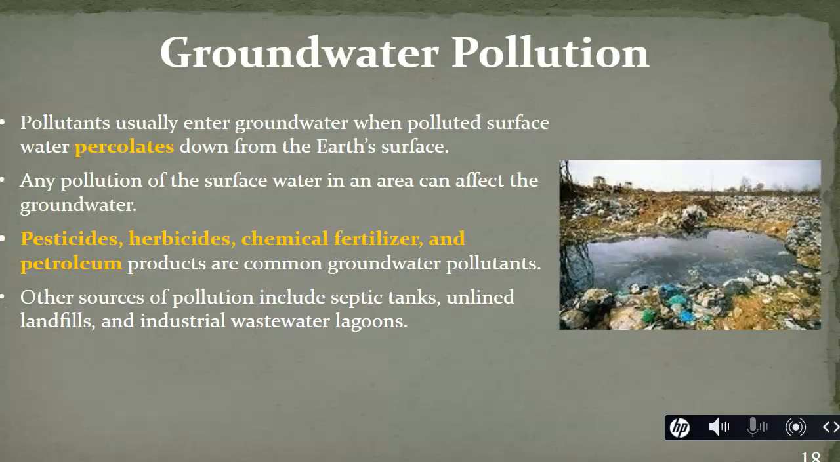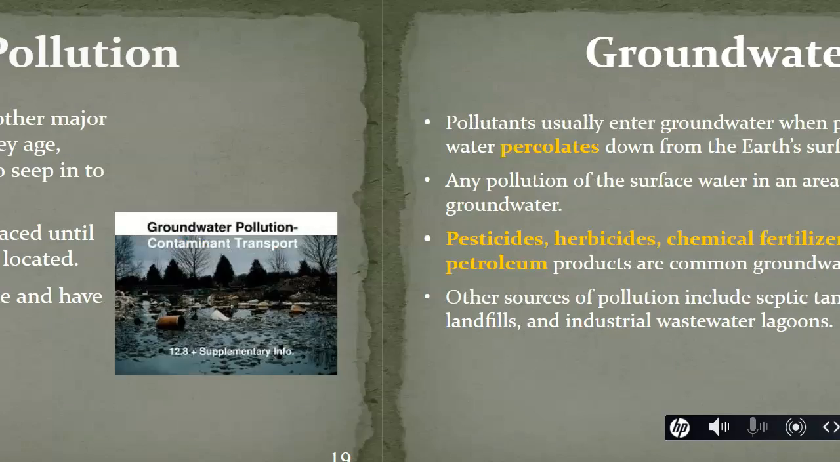Okay. Groundwater pollution is something we've briefly mentioned already. This is what we're talking about with our fertilizers, pesticides, herbicides. They're common groundwater pollutants when they enter and percolate down from the Earth's surface.